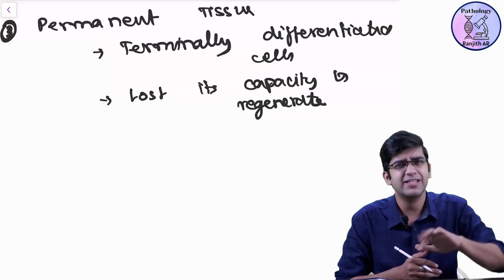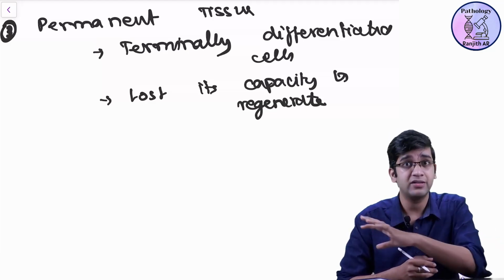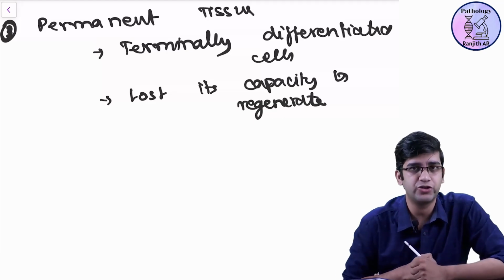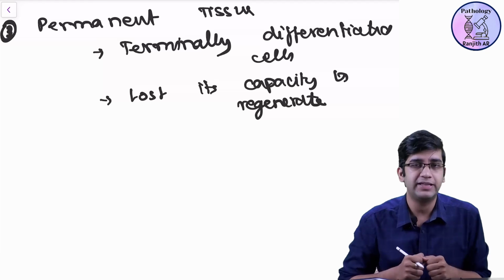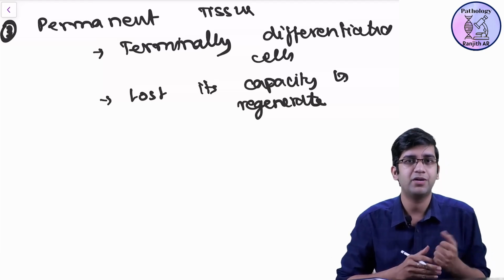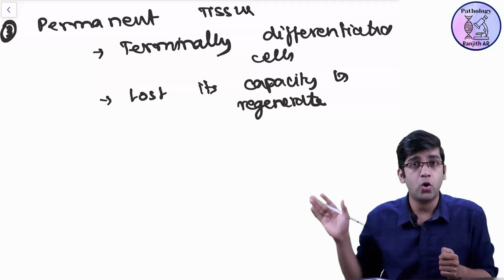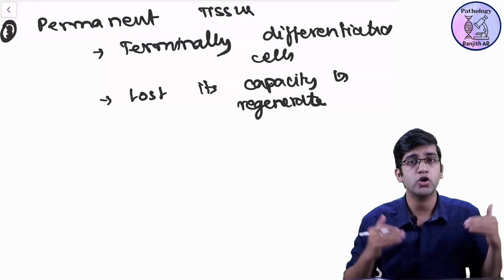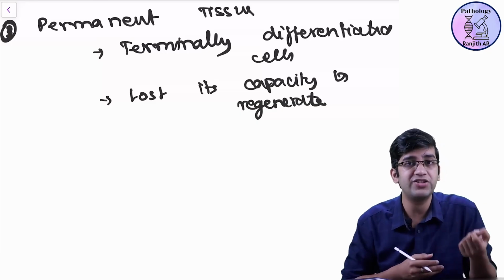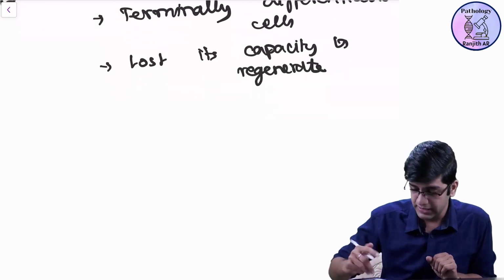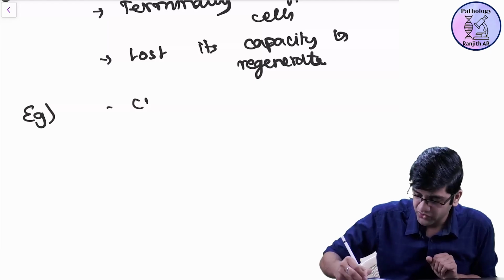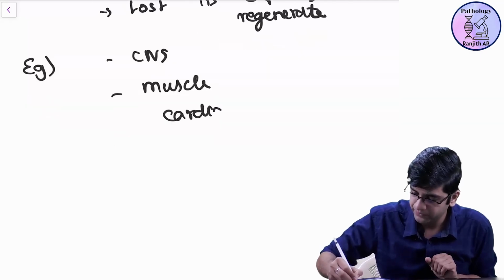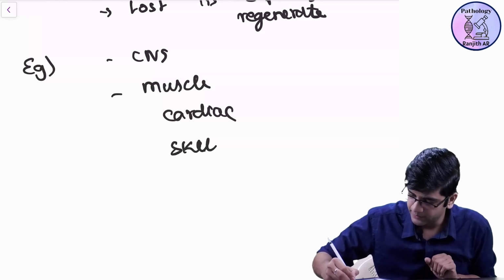So what will happen? Let's just assume CNS is a permanently divided tissue, or cardiac muscle is a permanently divided tissue. I'm having a cardiac muscle injury. I'm not able to replace it completely. So who will come and help me? Perfect, fibrous tissue. In other words, when all these organs undergo damage, the replacement will be by fibrosis or scar formation. I don't have an option to regenerate to my maximum effect. They can't do it, right? So examples of permanently divided tissue are CNS and muscle, cardiac muscle and skeletal muscle.